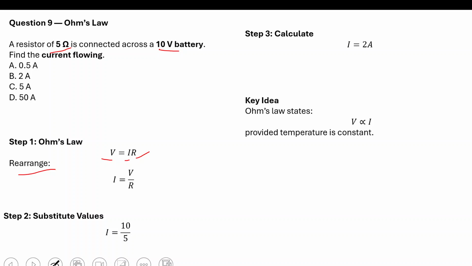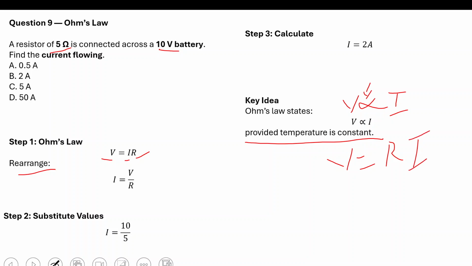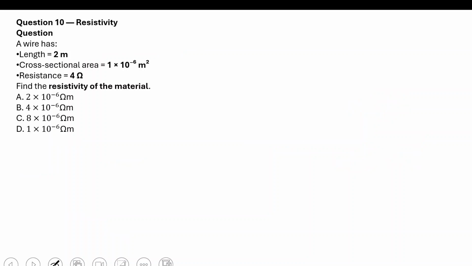Remember that Ohm's law states that the voltage is directly proportional to the current, provided the temperature is kept constant. When you remove this proportionality constant, you will get V is equal to R times I, where R is the resistance in that circuit.